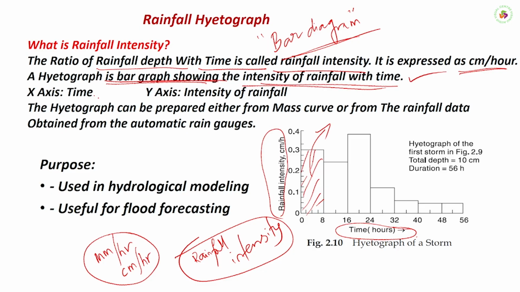On the x-axis, what you take is time. Time may be in hours, or it may be days, whatever it is. The y-axis is intensity of rainfall. It has to be in mm per hour or centimeters per hour, right? A hyetograph can be prepared either from a mass curve, if you have one, or otherwise you take the rainfall data and we can directly do it from that. So what is it for? Again, flood forecasting and hydrologic modeling. So this is the second way of presenting the rainfall data.